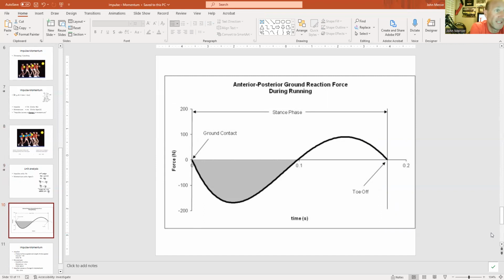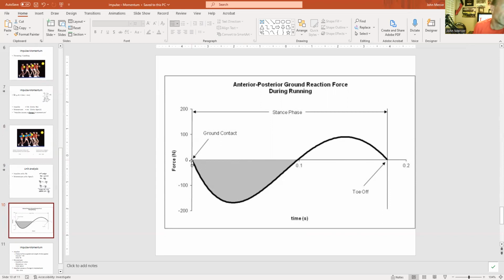So this is the anterior posterior ground reaction force during the stance phase of running. What do we have here? This is the y-axis, the anterior posterior ground reaction force magnitude, and the x-axis is time. This point is where the foot contacts the ground, and this point is where the toe leaves the ground. So this entire period, the foot is in contact with the ground, no slipping, no sliding.